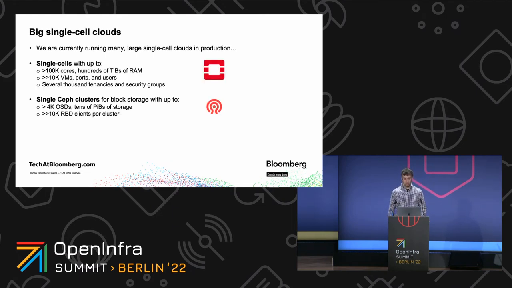So at Bloomberg, we use OpenStack to run some very large single cell clouds, and I'll explain the why of the single cell aspect in just a second. We have cells with over 100,000 virtual cores and about 1,000 computes, and we continue to grow quite rapidly. So conventionally, these are probably pretty large cells. Most people do multi-cell or something like that. We did hit some hurdles scaling past 10,000 VMs or so, and we'll dive into what those issues were and how we addressed them.